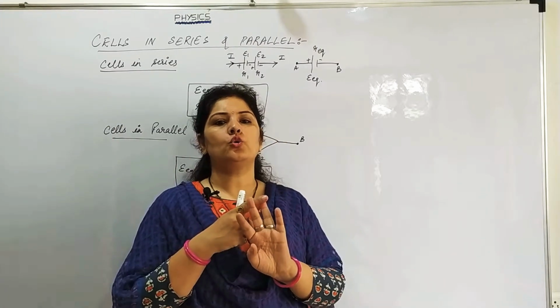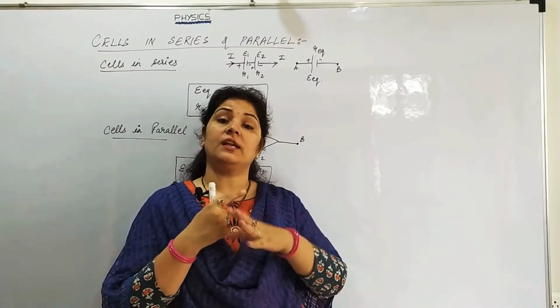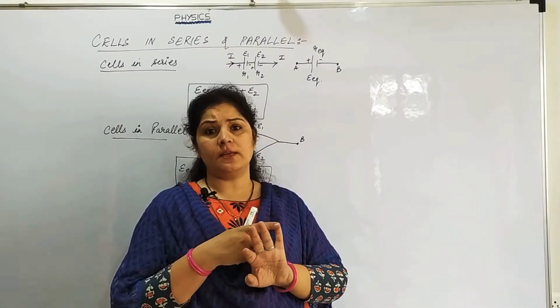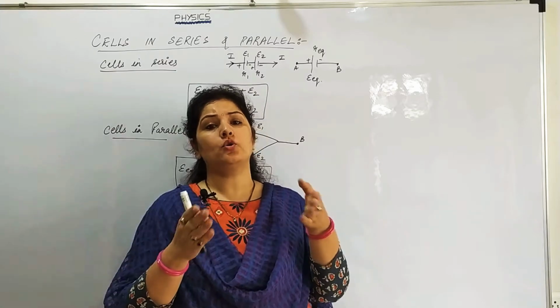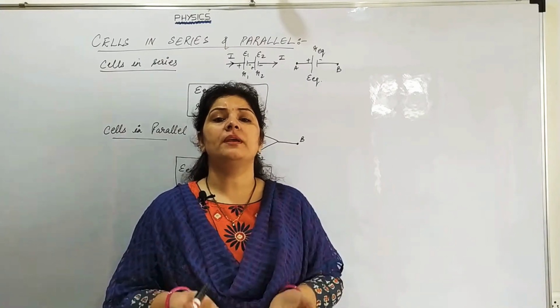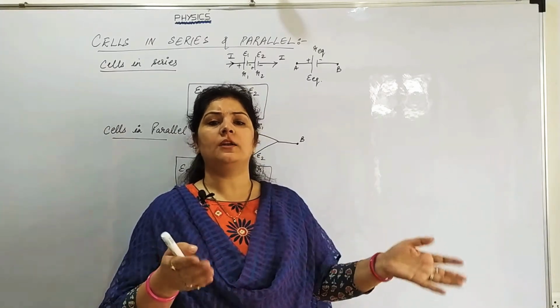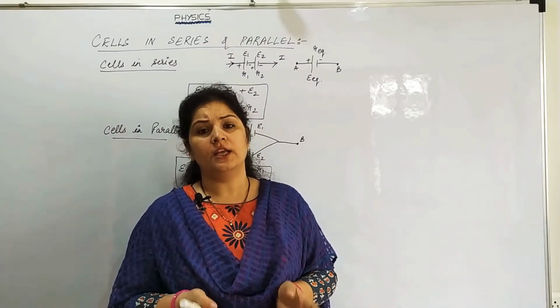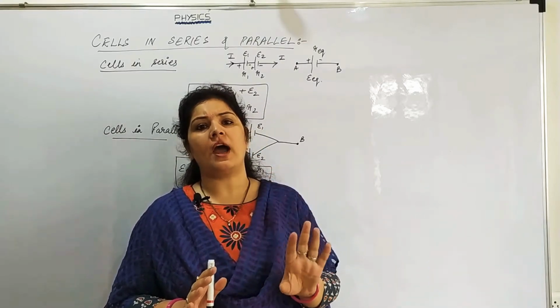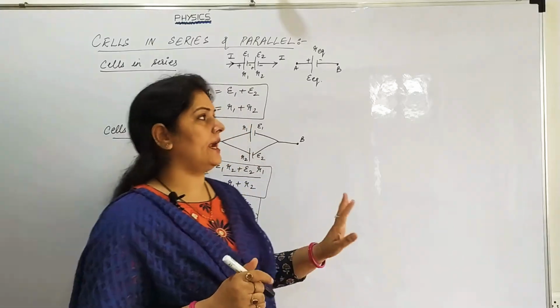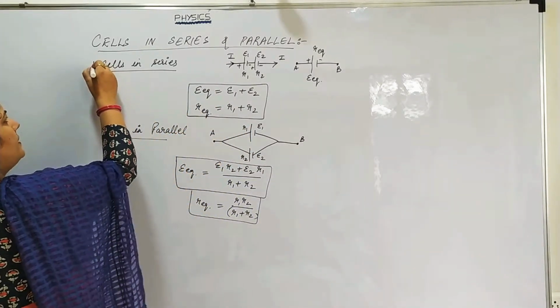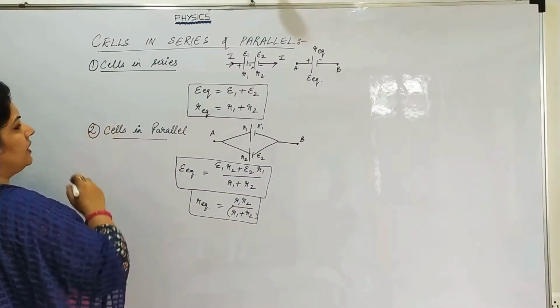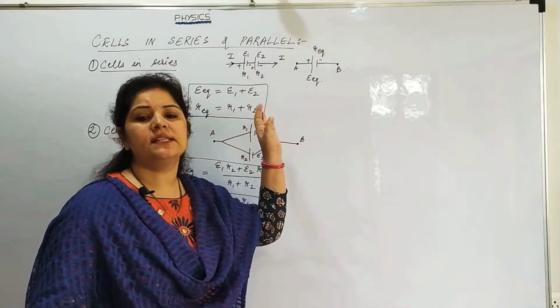Similarly, basic for 2 cells in parallel, then so many cells in parallel, and finally we will study so many cells in mixed grouping. कुछ series में, कुछ parallel में, कुछ series और parallel दोनों में है. So today we are going to study 5 types of combinations, right? Starting with the first one, cells in series.